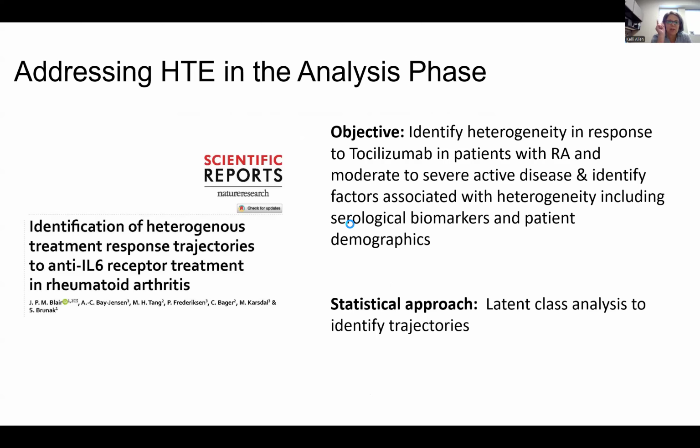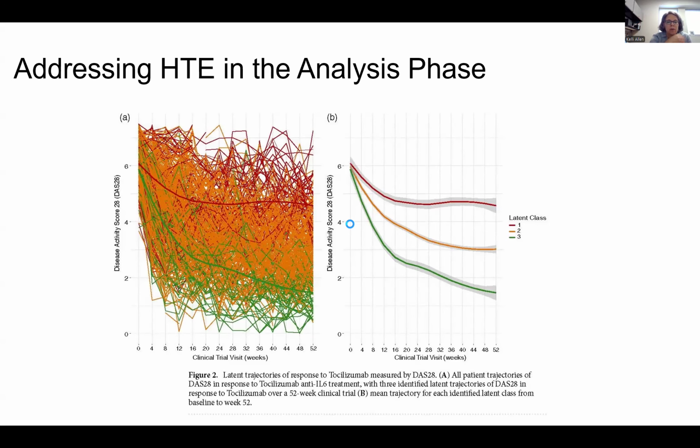This is the first study I showed earlier, a study of tocilizumab in patients with RA and moderate to severe active disease. What they wanted to do within the trial was identify factors associated with heterogeneity, including biomarkers and patient characteristics. And so what they did was they used latent class, which is a pretty well-established method, to first identify those treatment trajectories. And you see that in the graph on the right, those individual patient trajectories. And then on the right here, you see the three latent classes that emerged from the data.